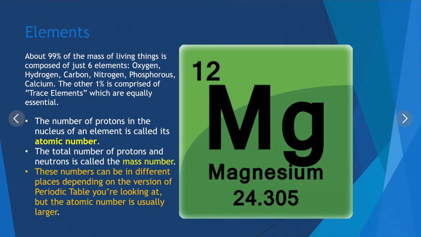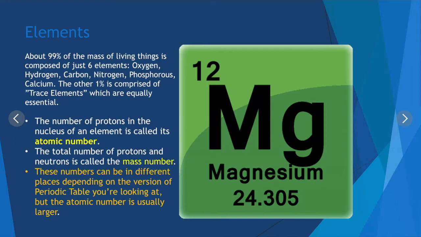Let's take a closer look at a square on the periodic table. You can see here magnesium, and there's some numbers on here that we're going to take a look at. I did want to point out that about 99% of the mass of living things is made up of just 6 elements: carbon, hydrogen, oxygen, nitrogen, phosphorus, and calcium.